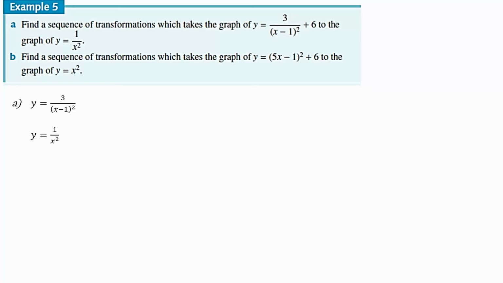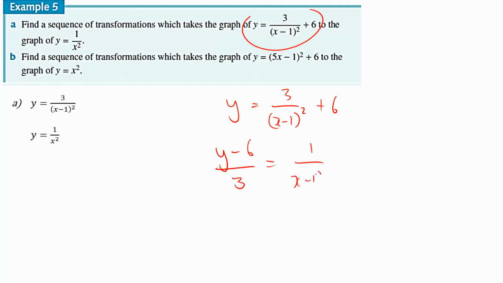You're all done. So all I have to do is just rearrange that plus 6. I just move that across. I can read the transformation straight away. See, if I just look at this equation here, that's the old: y equals 3 over x minus 1 squared plus 6. If I rearrange it, it's y minus 6 on 3 equals 1 on x minus 1 squared. Okay, so all I did, minus 6 on both sides, divide both sides by 3. This is the old. This is the new.